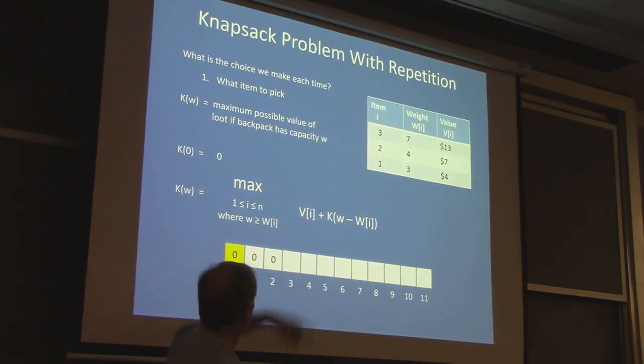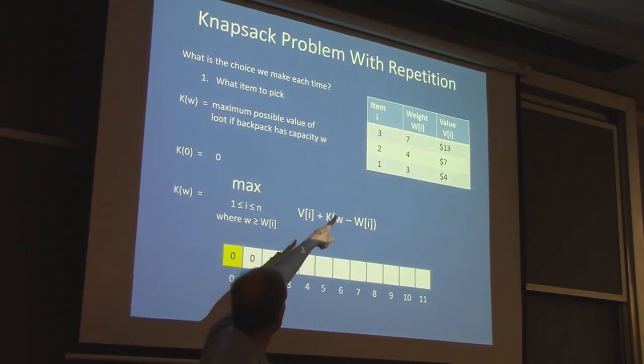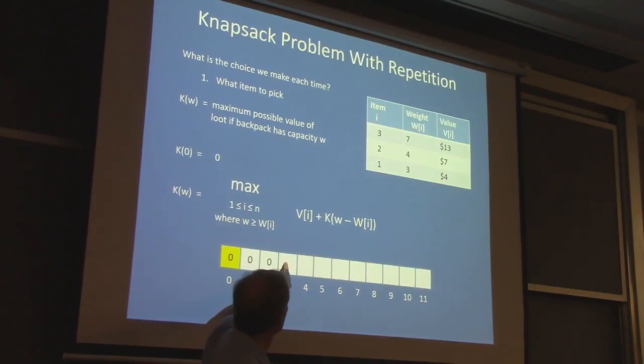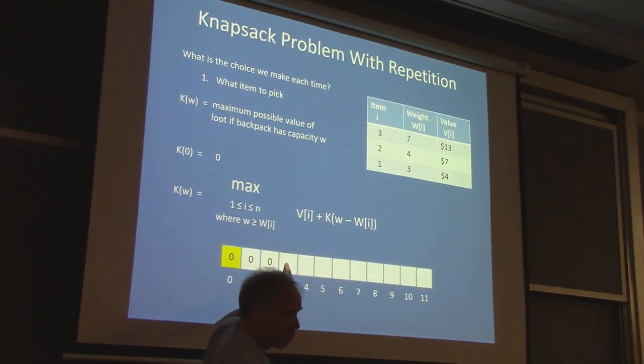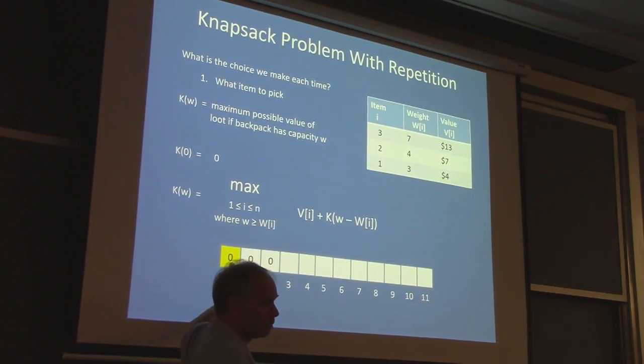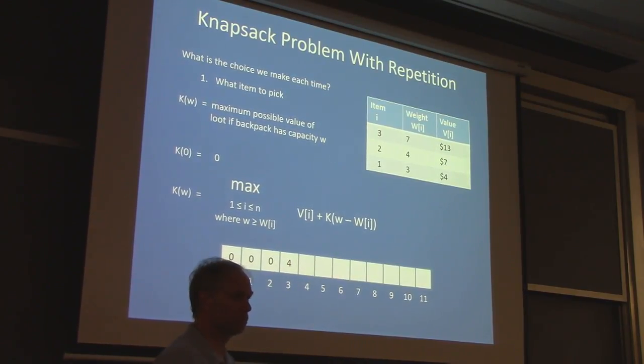And then our formula tells us what to put here. Since the only one we can consider is item 1, because the others are all too heavy, we put here the value of 1, which is 4, plus what? K of 0, which is right there. Okay, so we get the 4.